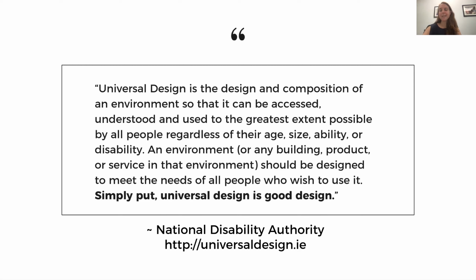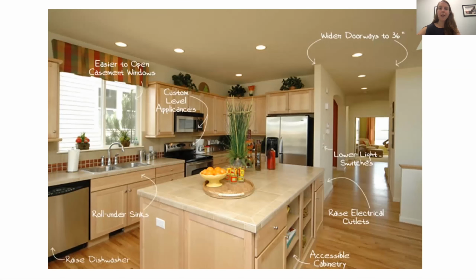Next slide, please. So in this image or activity, we'd like you to think about examples of features and products in your day-to-day life that benefits the whole community. There are a couple of examples in this image here. For example, the widened doors. You can see the lower light switch, the accessible cabinets. So different examples within this image that are specifically universal designed to be benefiting the widest group of people.